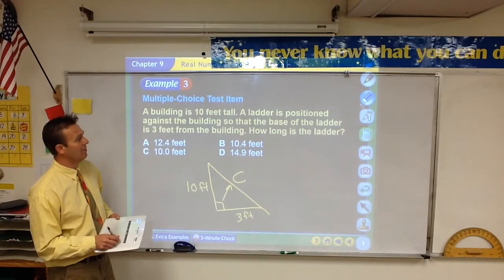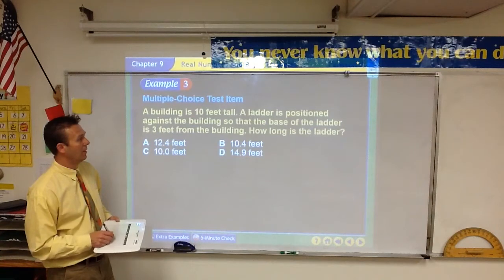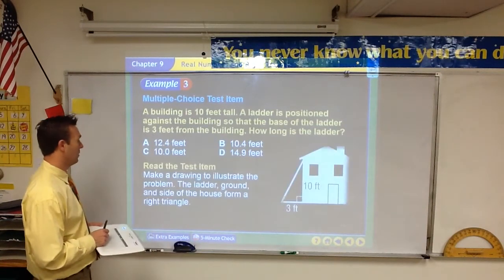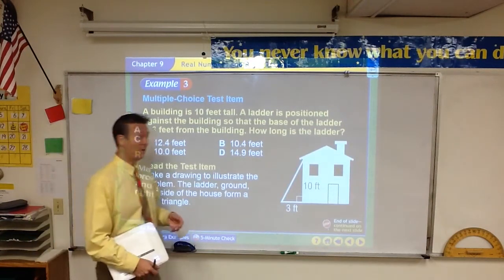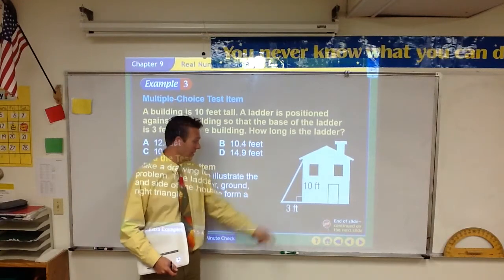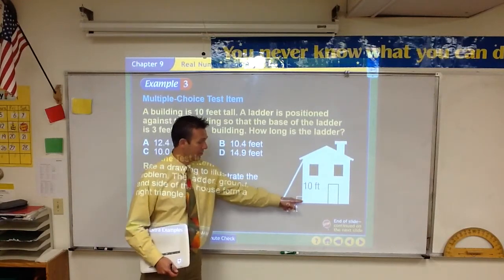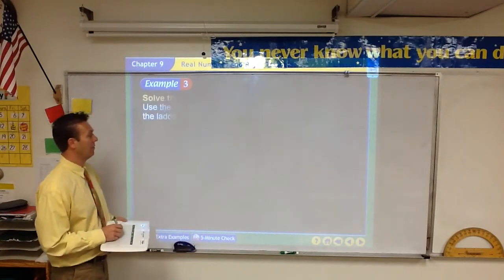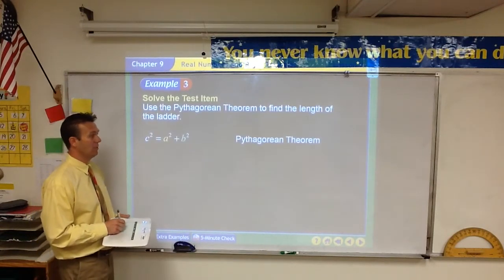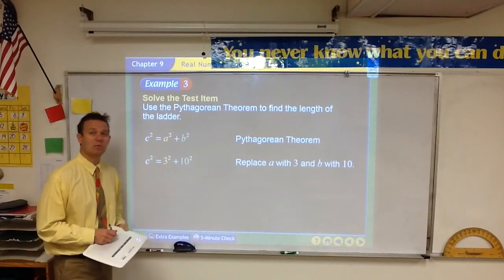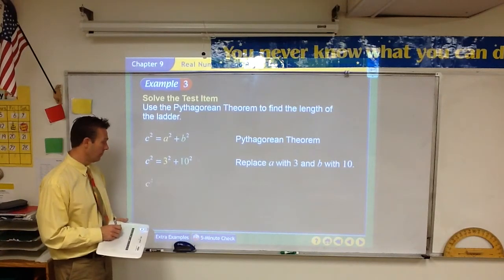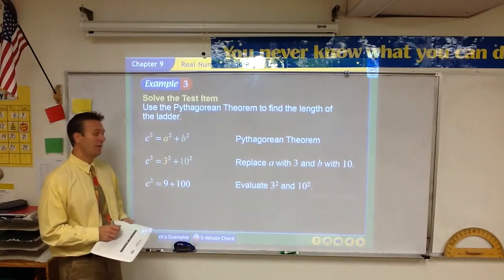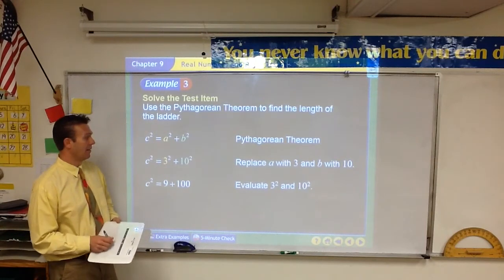Okay, let's have a look and let the computer show us what we're doing. They drew a much nicer picture. There's the building, and this is the ladder, and it's 3 feet away, leaning up against the building. And so we're going to solve and find out what C is. We use our formula: C squared equals 3 squared plus 10 squared. And we get 9 plus 100, and we get C squared equals 109.